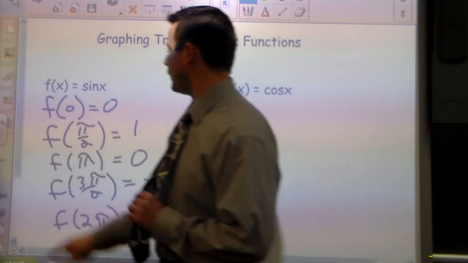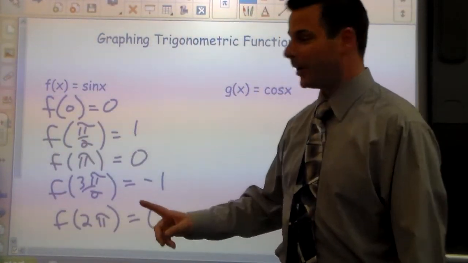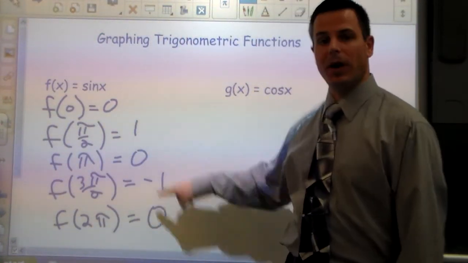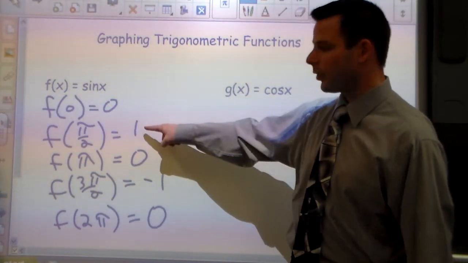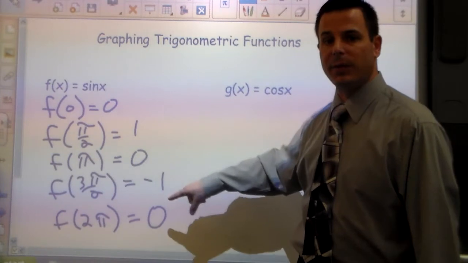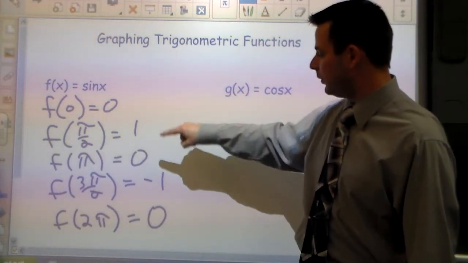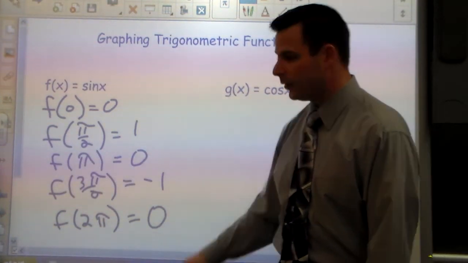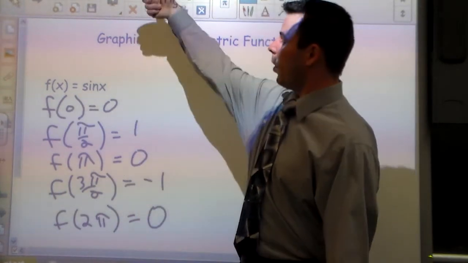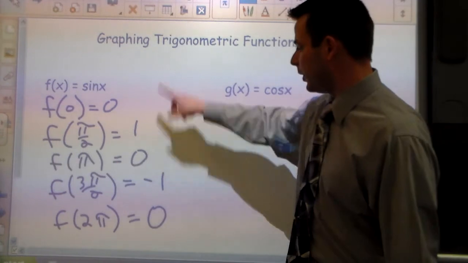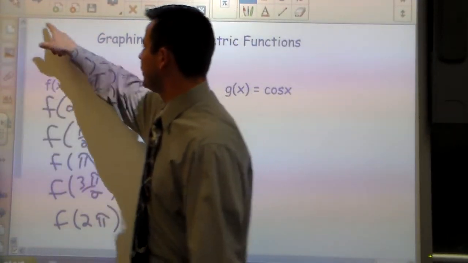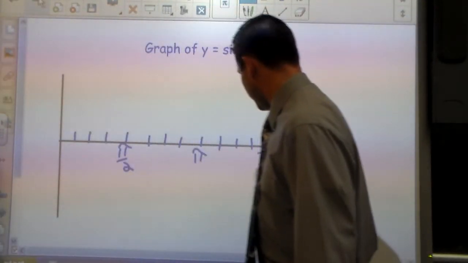Our y values, you can see, range, no pun intended, between -1 and 1. So the lowest the graph reaches is -1. The highest the graph reaches is 1, with zeros in between. Notice the pattern: 0, 1, 0, -1. 0, 1, 0, -1. The pattern is called harmonic. So let's plot those ordered pairs.